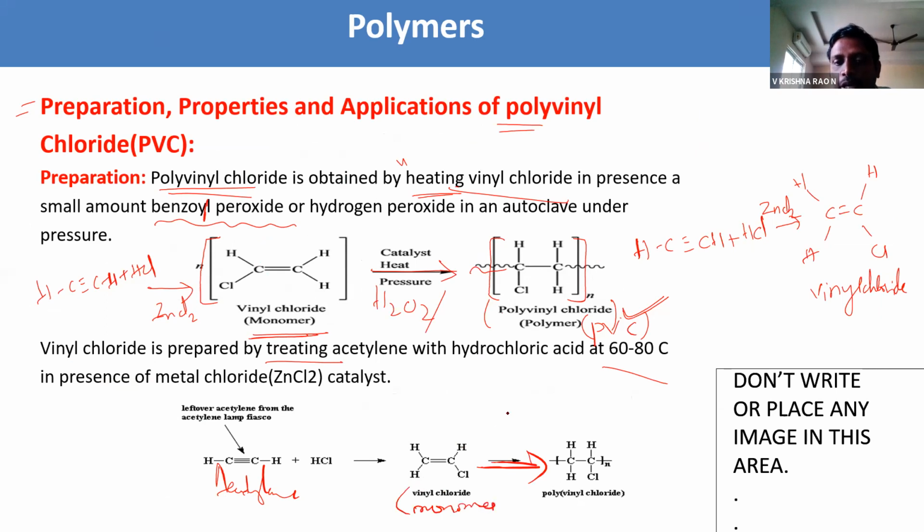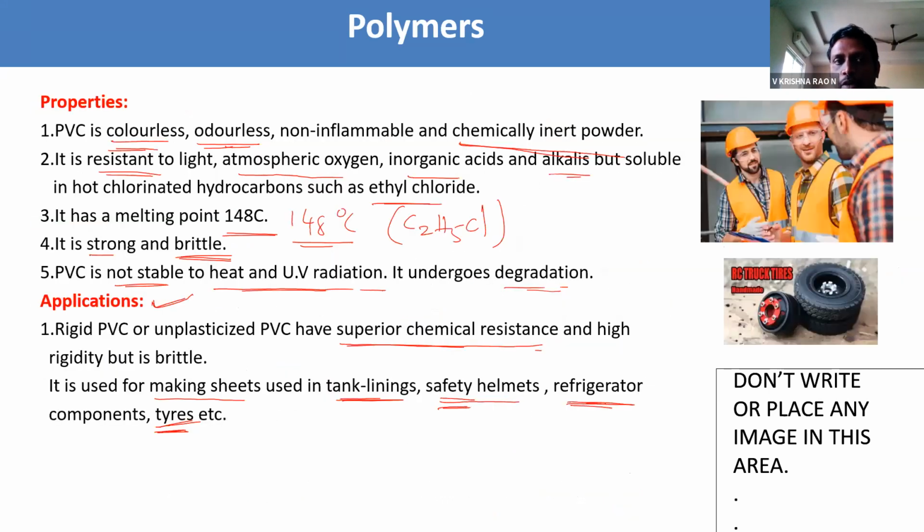This is obtained by heating the vinyl chloride in the presence of a small amount of benzoyl peroxide or hydrogen peroxide in an autoclave under pressure, which gives polyvinyl chloride. This is the preparation of polyvinyl chloride, and next the properties.